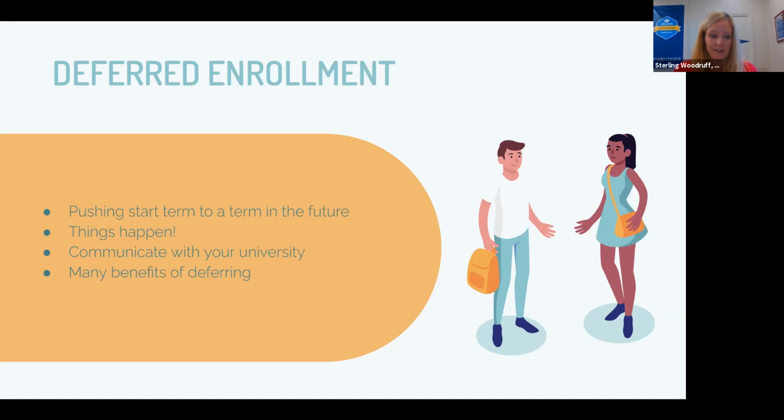Do I need to provide documentation of how I spent that time off? Are there any deadlines to re-enter? And how will my deferment affect my financial aid package? And if you spend time working, how will that money affect your financial aid? So these are some very important things to consider if you're going to take some time off between school and going to college.